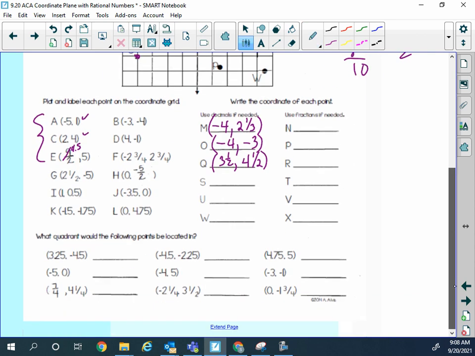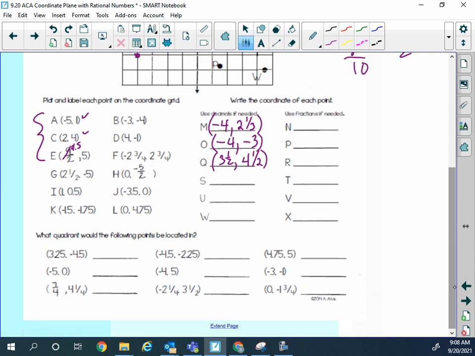Okay. And then the last chunk down here just says what quadrant they will be located in. Let's do ourselves a little sketch right here. Everything in quadrant 1 is what? Positive, positive. What's over here? Positive, negative. Negative, positive. What's down here? Negative, negative. What's here? Positive, negative. You guys remember that Friday.